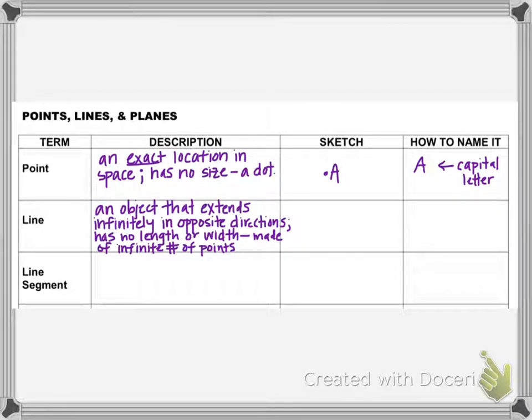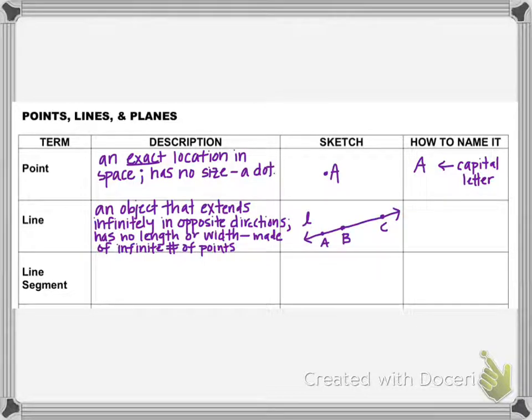Next, we have a line. A line is an object that extends infinitely or forever in opposite directions, two directions that go away from each other. A line has no length because we can't measure its length because it does go on forever. And it has no width either because it's made up of an infinite number of points that are strung together. And if points don't have a size, a line doesn't have a width.